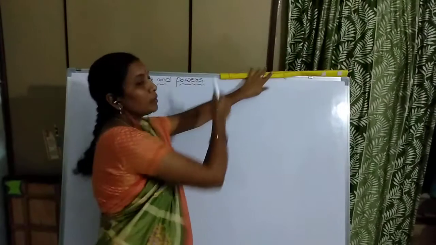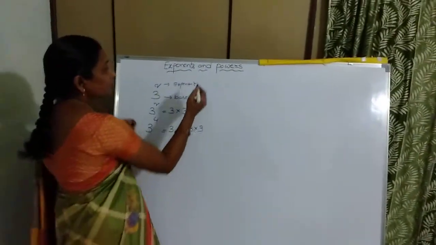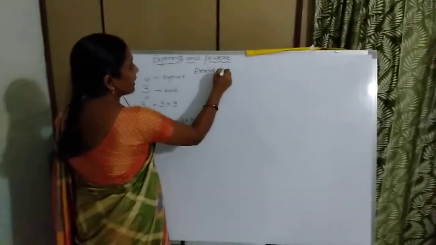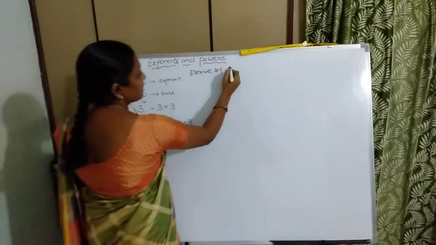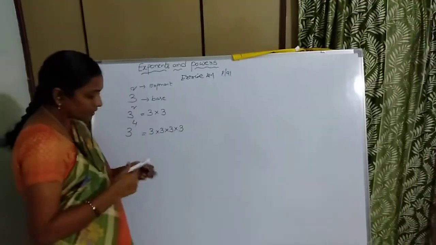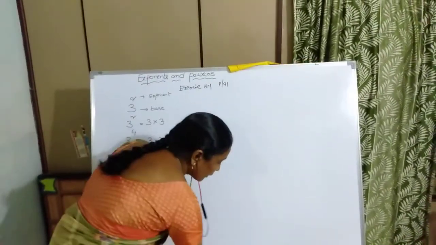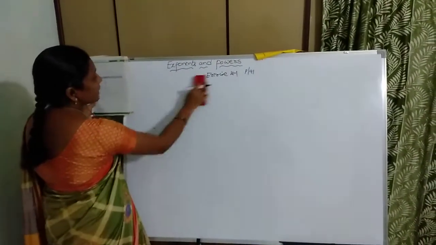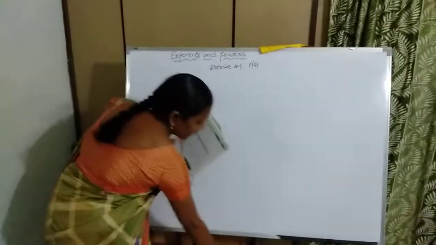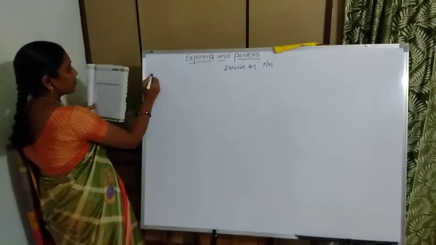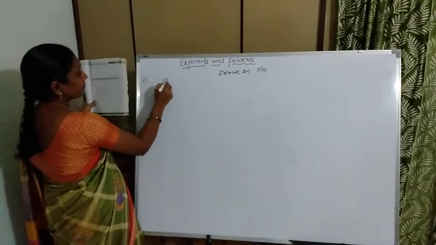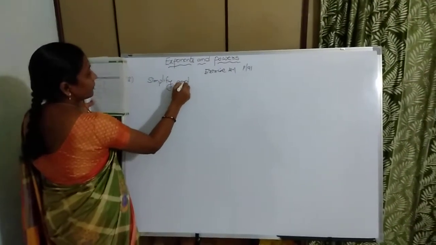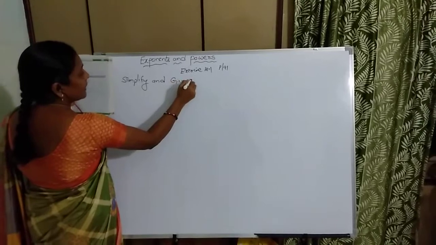Now I am going to explain the exercise 4.1 sums on page number 91. So students, all of you open your textbook and go to page number 91. The first question in exercise 4.1: simplify and give reasons.